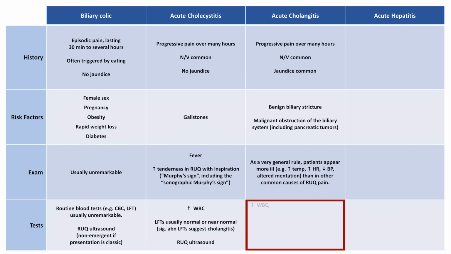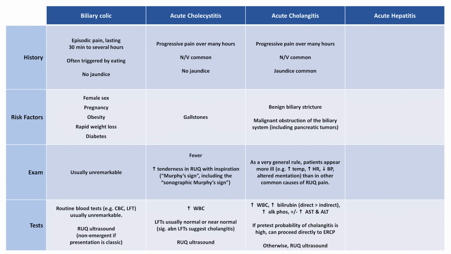Common test findings include a high white count, high bilirubin, which is predominantly direct or conjugated bilirubin, high alkaline phosphatase, and there may or may not be mild to moderate elevation of AST and ALT. If, after the history, exam, and blood tests, the pretest probability of cholangitis is high, one can proceed directly to an ERCP. Otherwise, consider a right upper quadrant ultrasound.